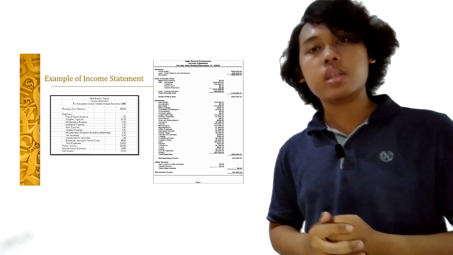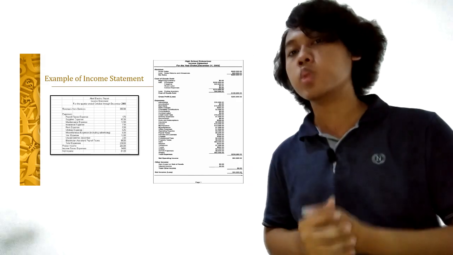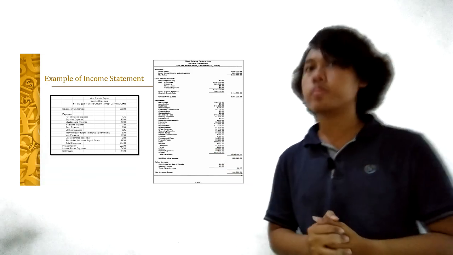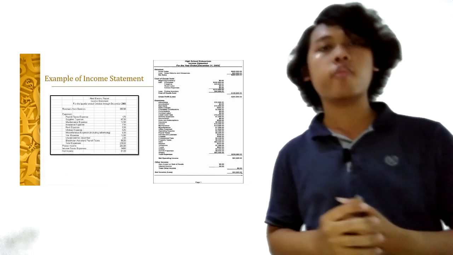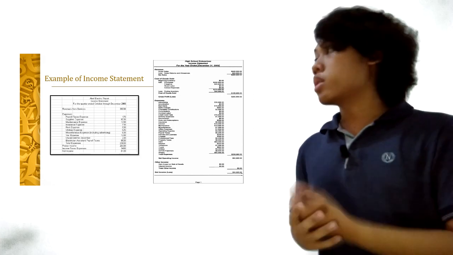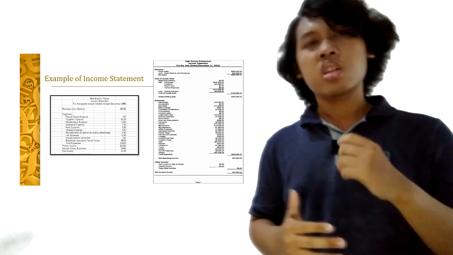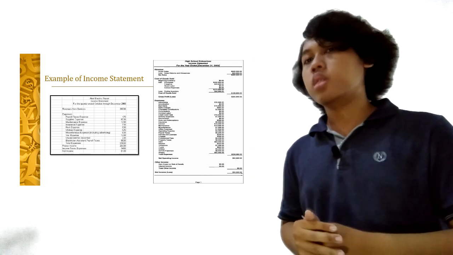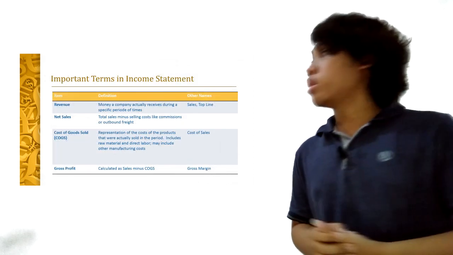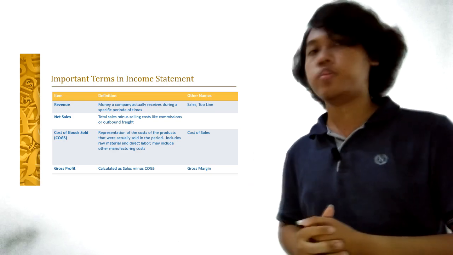Although there is no required template in accounting standards for how the income statement is to be presented, mostly they look like this. As you can see, there are a lot of terms in the income statement, and among these terms, there are quite a few important terms that are needed to make an income statement. Well, let's jump to the next point of what the important terms in the income statement are.